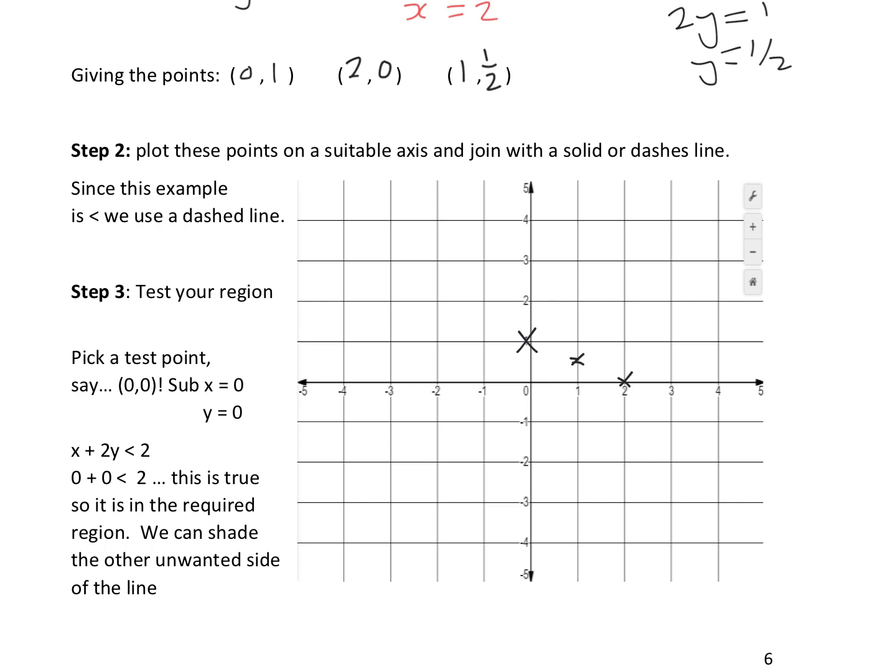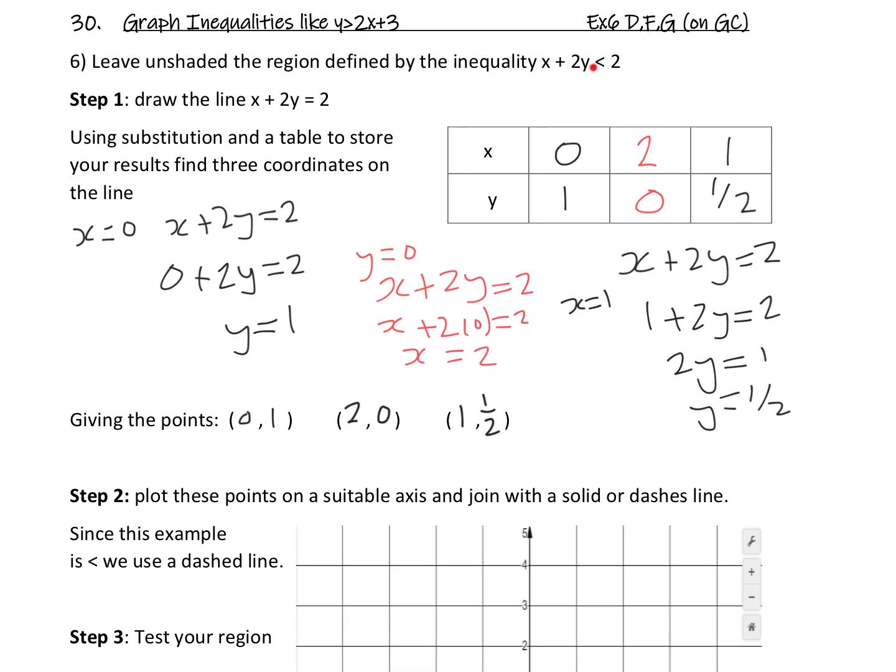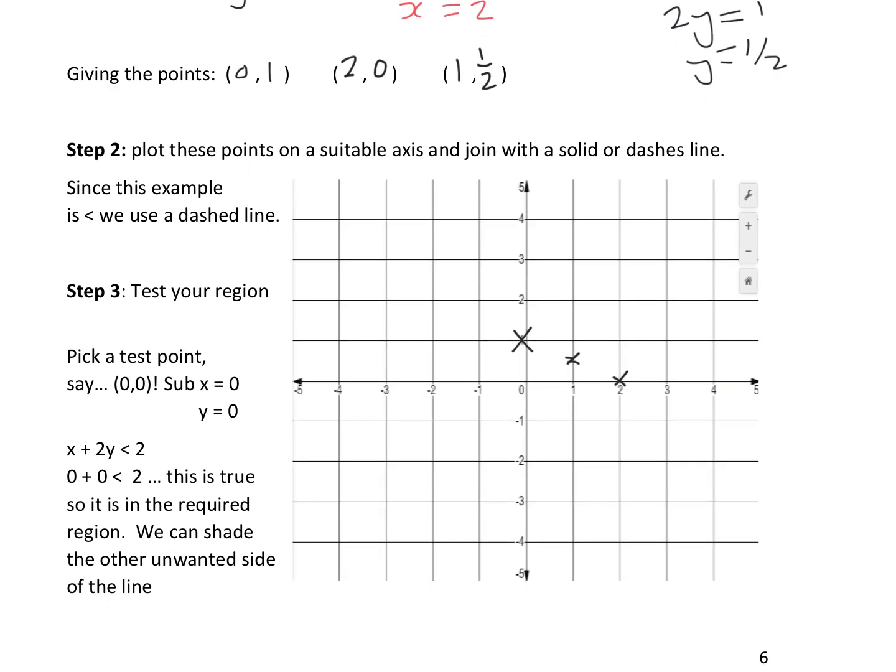Before I go into that, I need to check, is this line going to be solid or dashed? So since this example is less than, we use a dashed line. Where did that come from? Well, here. It's a dashed line because of this inequality sign. So you want a dashed line that goes through those points, like so. Again, make sure you're using a ruler. That is the boundary line, x plus 2y equals 2.